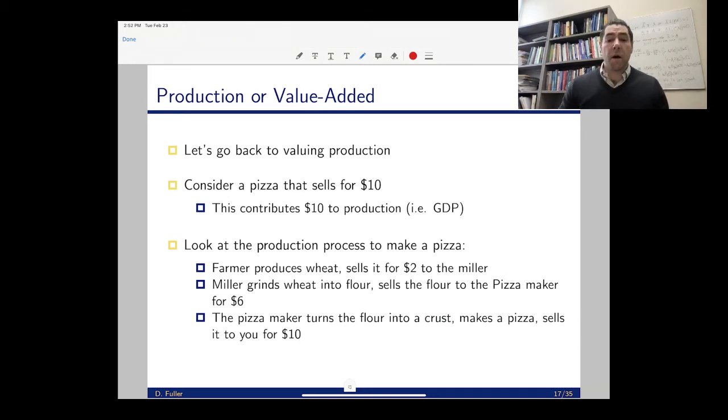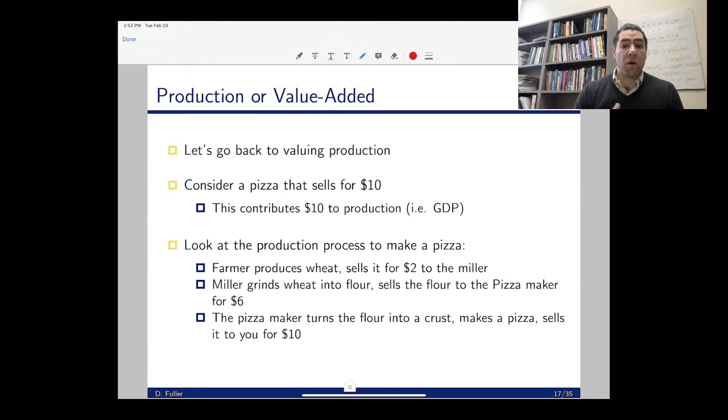So one other very useful way to think about GDP is to go through what we call the value added method. And so let's go back to our pizza example. Remember that a pizza sells for $10. Now, terminology of GDP, the pizza is the final good, right? It's the last thing that was sold. It was the end of the production process.